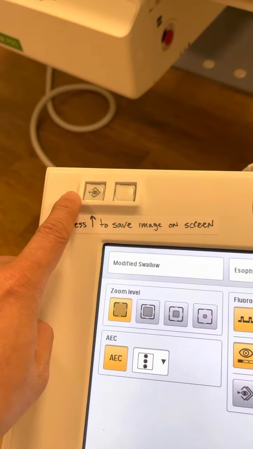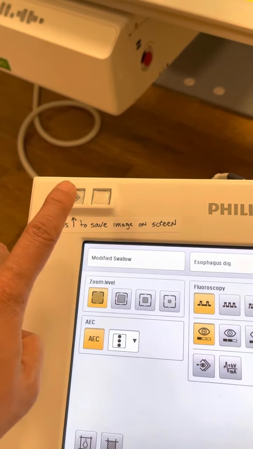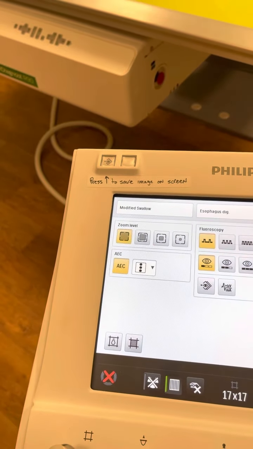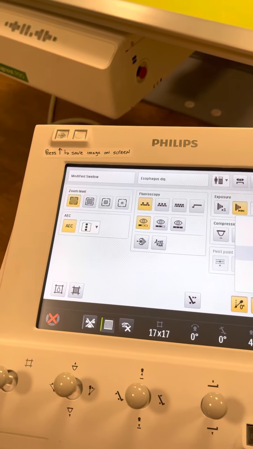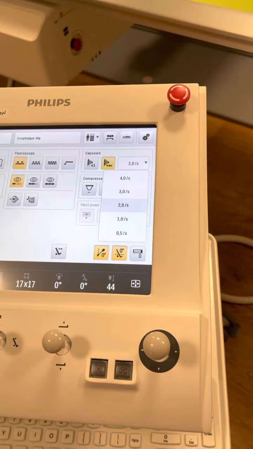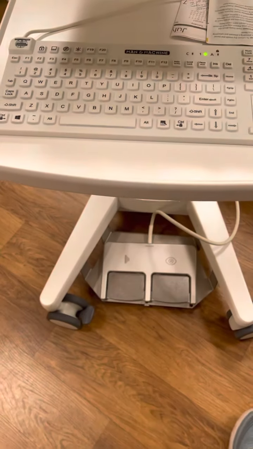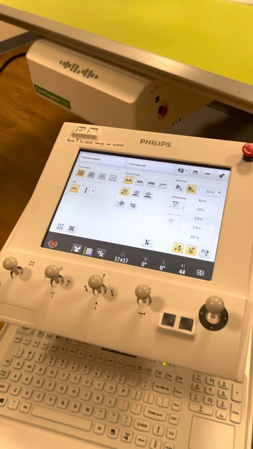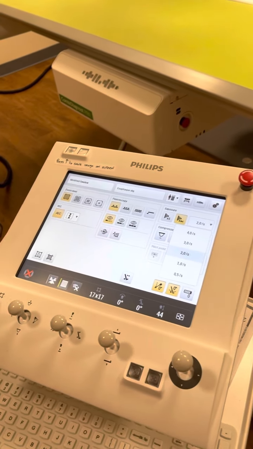This button is for saving all the fluoroscopic images last seen on the screen. That's a very useful technique in case you didn't catch it in real exposure. The paddle is the only way to take an exposure. For review of the images, you have to go outside the room to review.